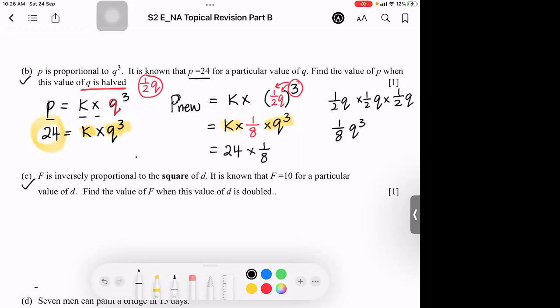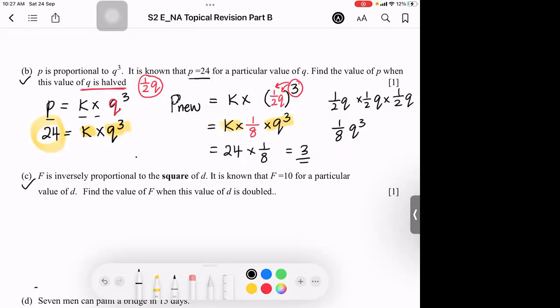Then this answer will be equal to 3, just like that, the number. Okay, so this one you must remember, if they say half of q, then it's half q. If they say twice, 2 times, then it's 2q. Double, 2q. 3 times 3. Okay, something like that, right?